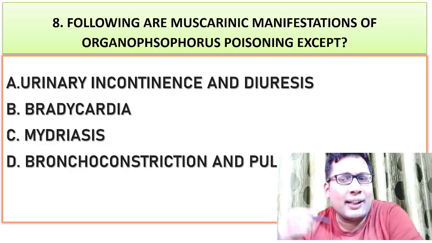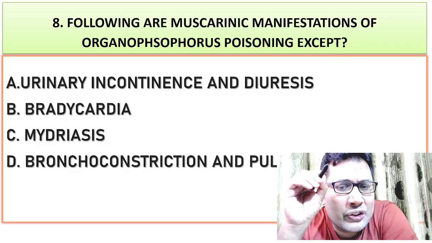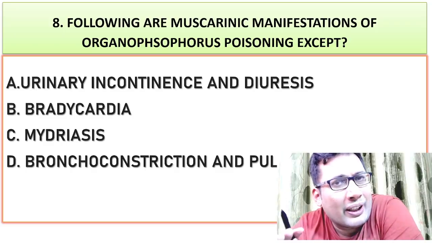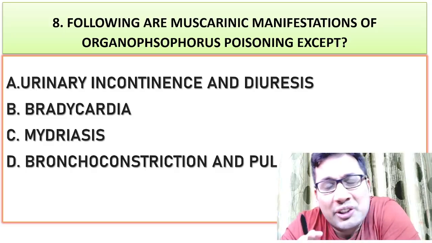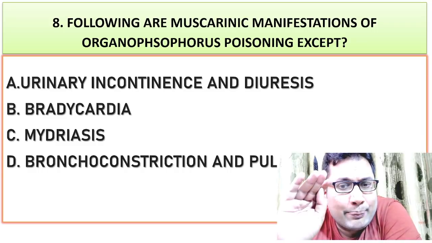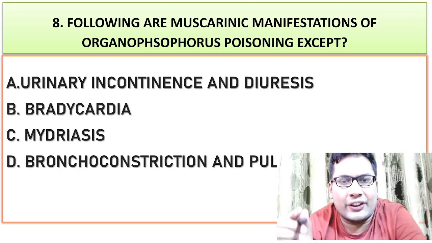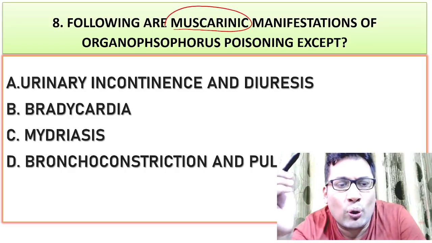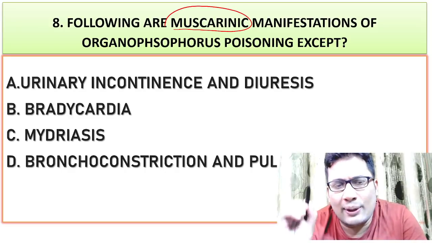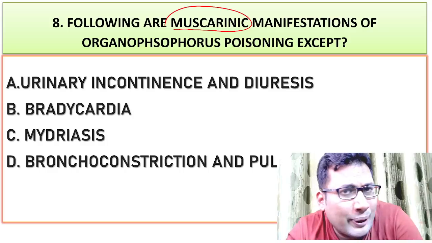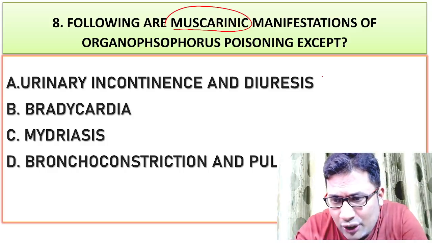Following are muscarinic manifestations of organophosphorus poisoning, except. Here there may be some change in the framing of the question, but remember, OP poisoning is very commonly asked in the exam. We discussed it many times in our classes. There are muscarinic manifestations and nicotinic manifestations, and the question asks for the exception. Diuresis and urinary incontinence because of relaxation of the sphincter: yes, it is a true statement, so it is not the answer.